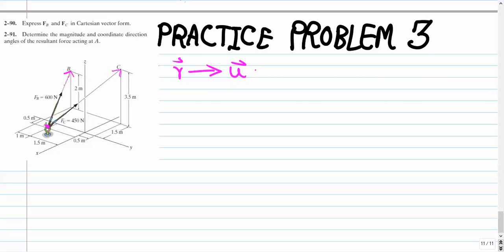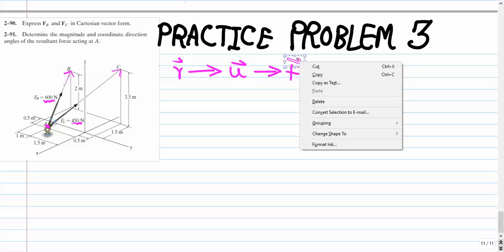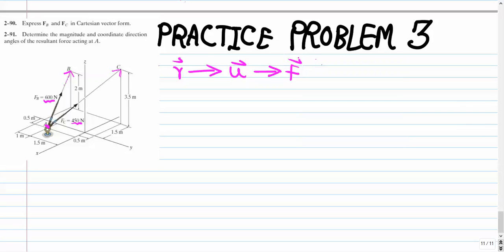And once we have our unit vectors, we can simply multiply the unit vectors with the magnitude of the forces specified in the question, that are 600 Newton and 450 Newton respectively, and we can use those to find the force vectors. This is the general procedure that we have been using in the previous questions, and we will use the same procedure for this question as well. So let's start with the first force vector, that is Fb.